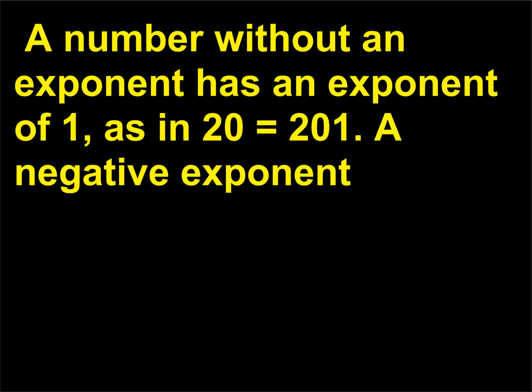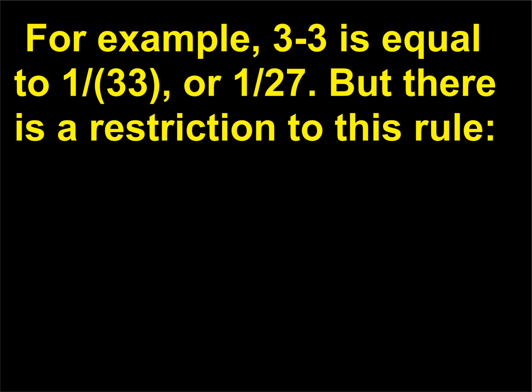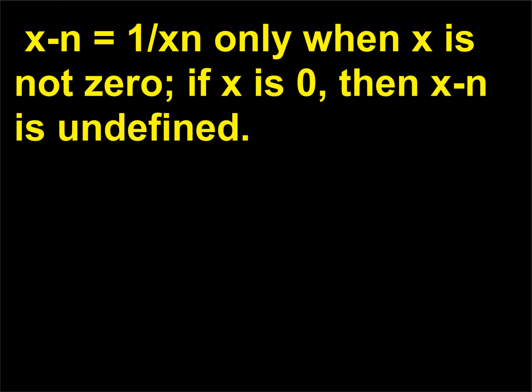A number without an exponent has an exponent of 1, as in 20 equals 20^1. A negative exponent indicates that the number is to be divided by the exponent instead of multiplied. For example, 3^-3 is equal to 1/3^3, or 1/27. But there is a restriction to this rule. x^-n equals 1/x^n only when x is not 0. If x is 0, then x^-n is undefined.